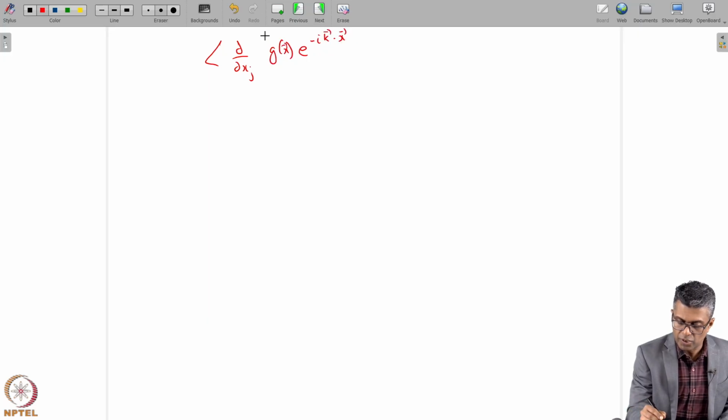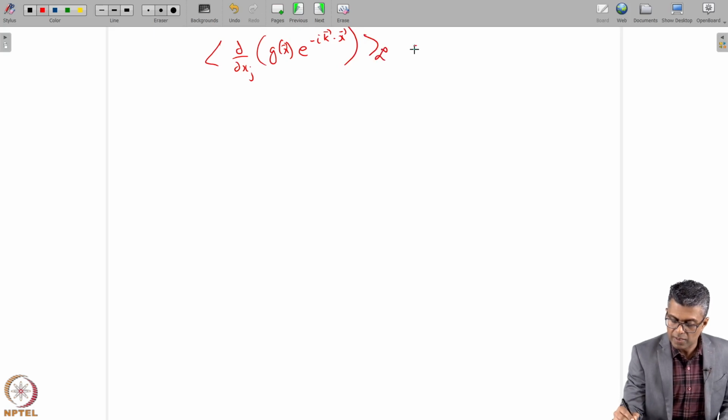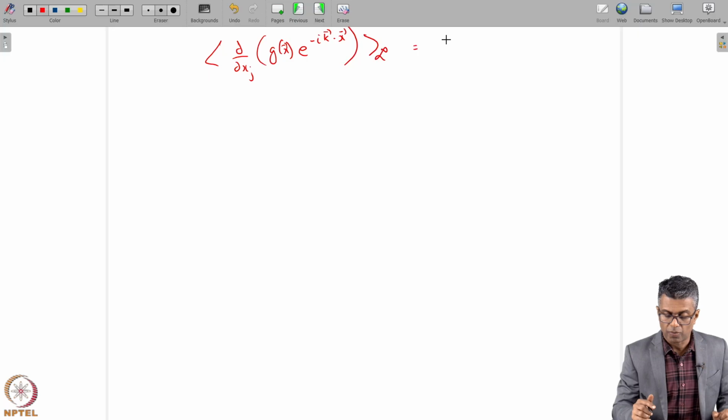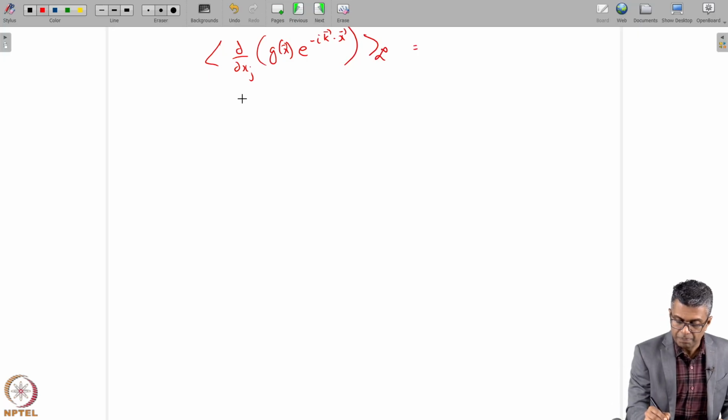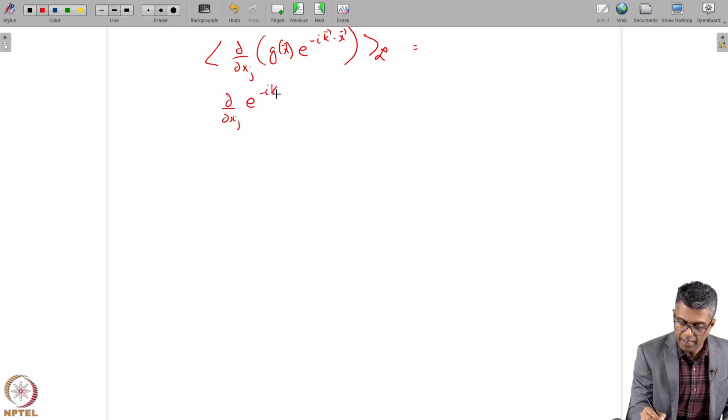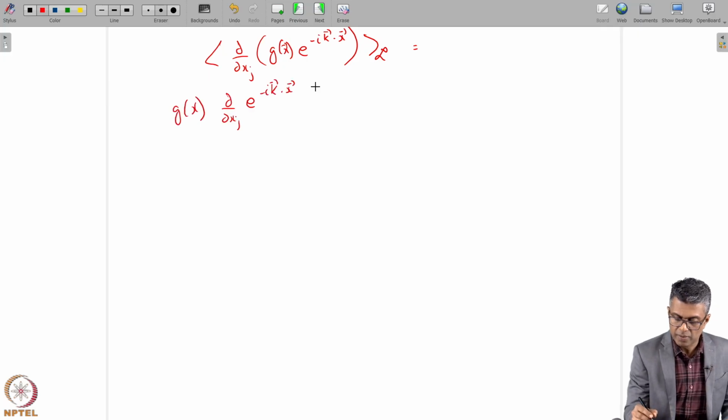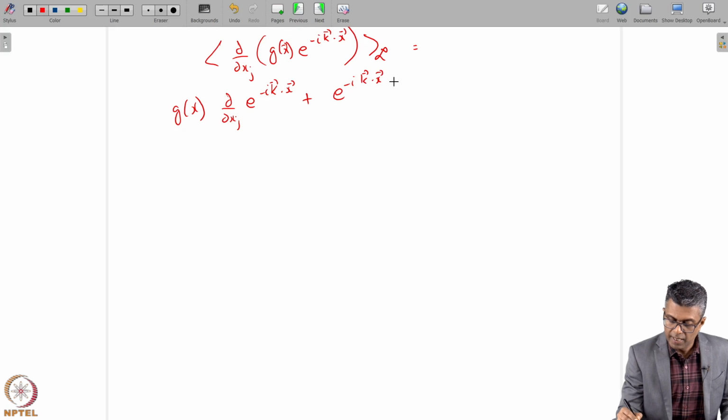And so this is ∂/∂xj of this one and volume average of this. Now this turns out, this is now going to be ∂/∂xj of e^(-iκ·x), and this is g(x) times this, plus I would have e^(-iκ·x) times ∂g(x)/∂xj.